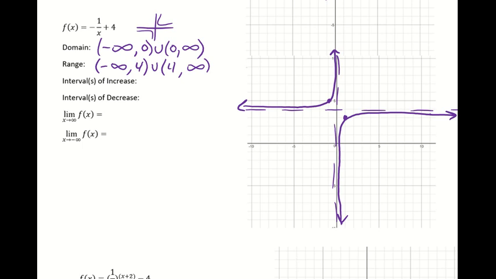Now, with our inverse functions, we're going to have ones that increase over their entire domain and ones that decrease over their entire domain. This is one that is increasing over its entire domain. So the intervals of increase is going to be the same as its domain. Then there are no intervals of decrease. Limit as x approaches infinity of f of x, well, we have that horizontal asymptote at 4. And then our limit as x approaches -infinity of f of x, still approaching that horizontal asymptote at 4.